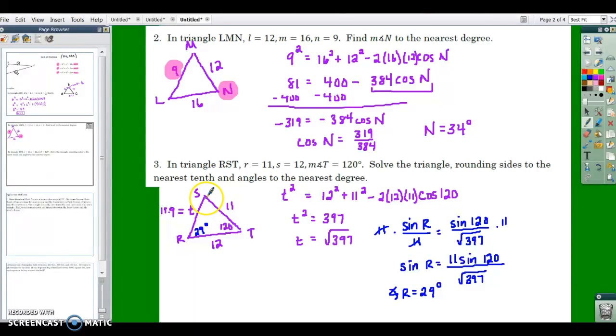And then I can easily find s simply by the fact that the sum of the angles of a triangle adds up to 180. So 120 plus 29 would be 149. So subtract that from 180 and you get 31 degrees. 31. And that's how you would solve a triangle.